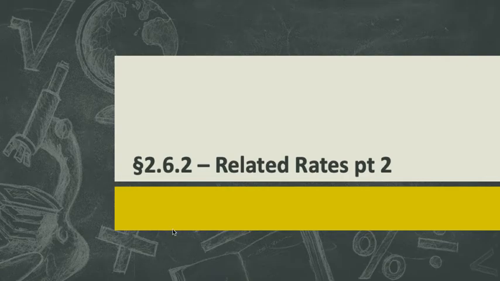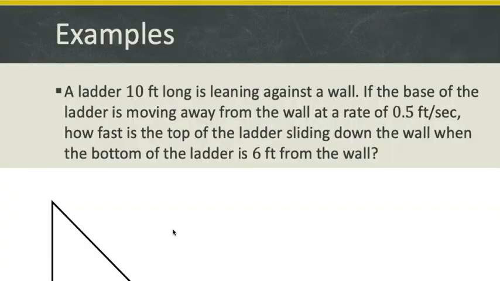All right, so related rates part 2. Basically, all of these examples are going to be dealing with right triangles. So the main thing that we need to remember here is not any kind of geometry formula, but mainly just the Pythagorean theorem. So let's just jump into some examples here.